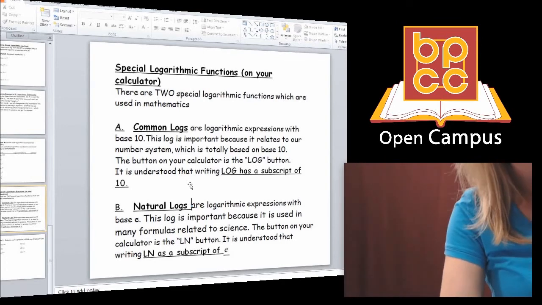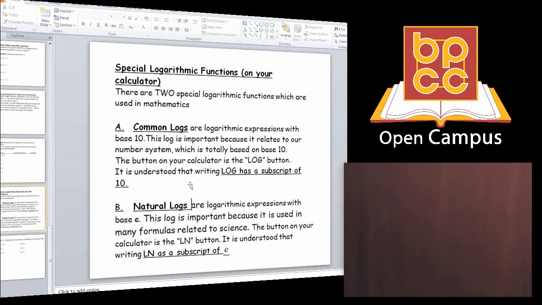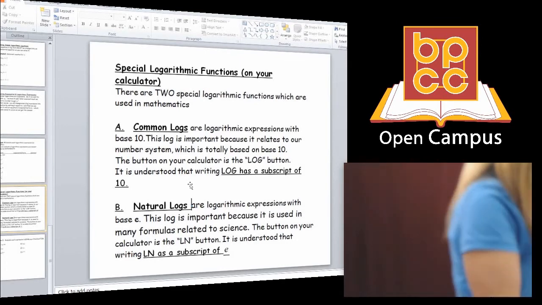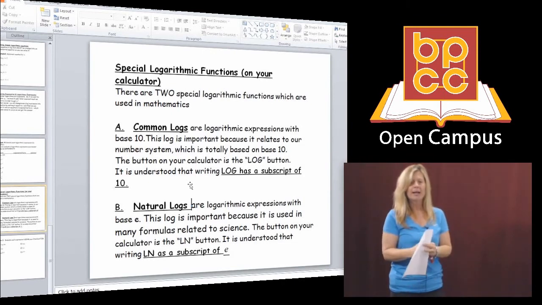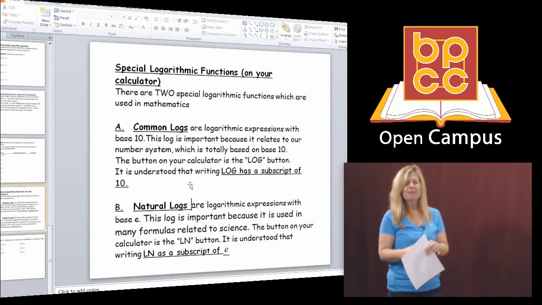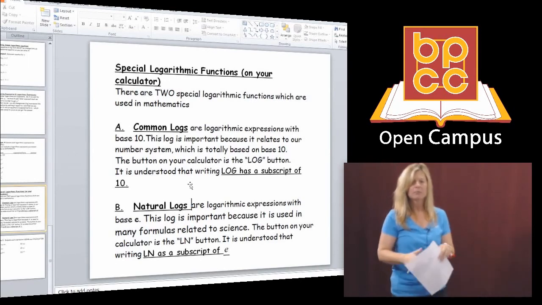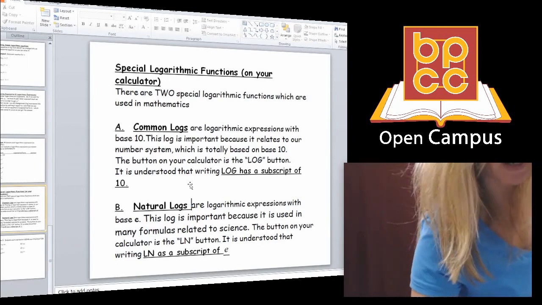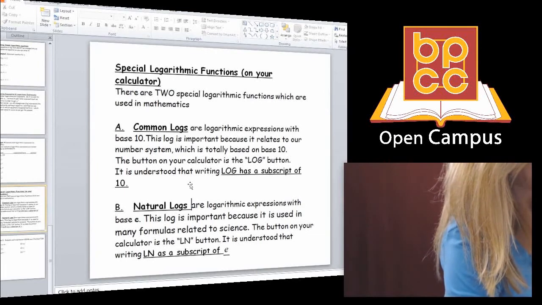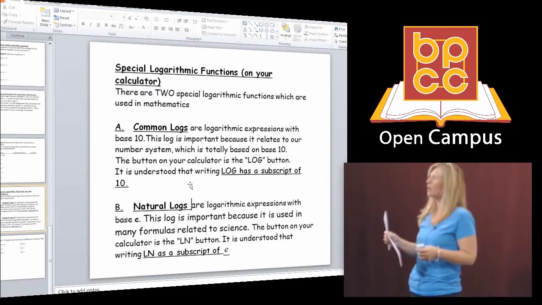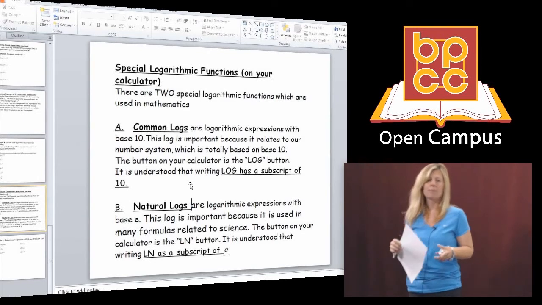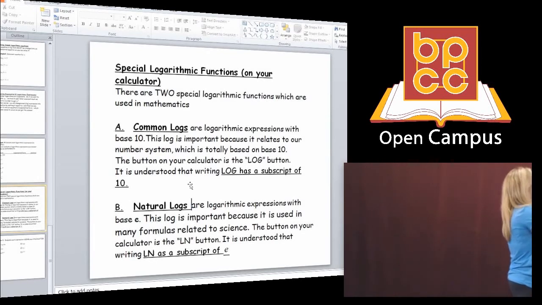And the definition says here, a common log is a log, LOG, and it has base 10. So everybody go to your calculator and find the LOG button. Okay, do you all see your LOG button on the calculator? All right, if you look very closely, do you see on that LOG button a subscript, a base? You should not. It is understood to be base 10.